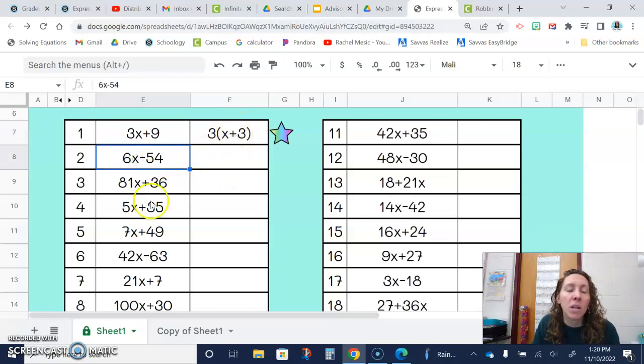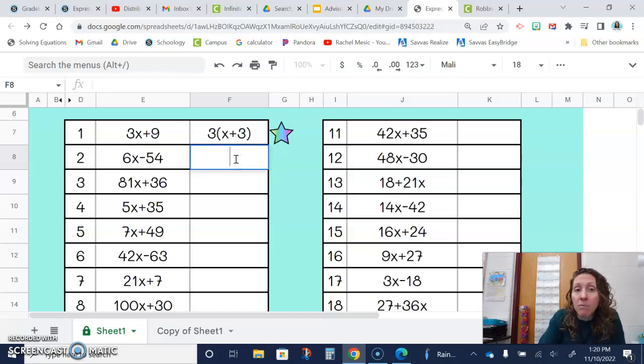All right, so for number 2 here, 6x minus 54, what could we divide both of these numbers by? We have two options. We could divide them both by 3 or both by 6. We want to choose the bigger number or the greatest common factor. So since we can divide them both by 6, that will be the number outside the parentheses.